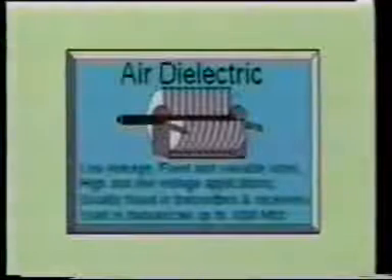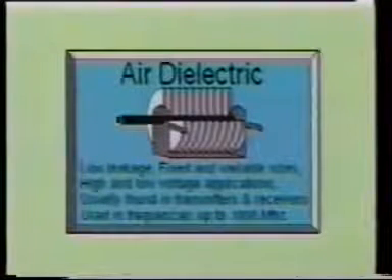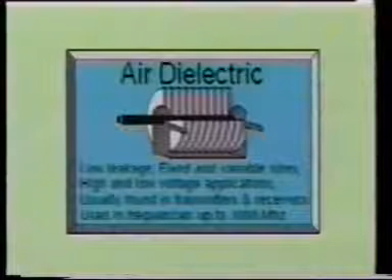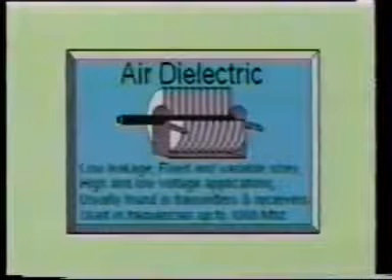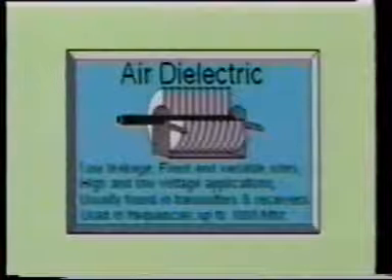The first type uses an air dielectric. It has very little leakage and is made in fixed and variable sizes. These capacitors are used in both low and high voltage applications. You will find this type of capacitor in transmitters and receivers.